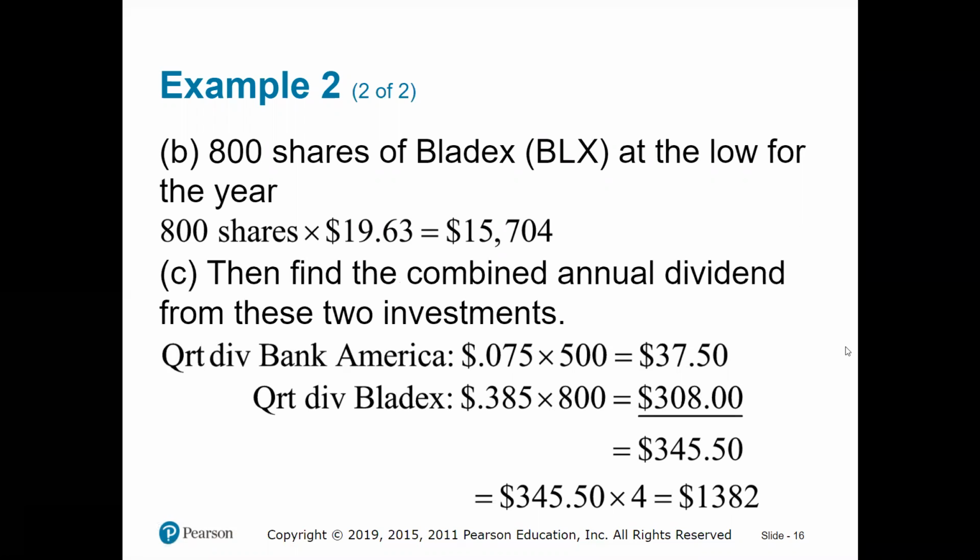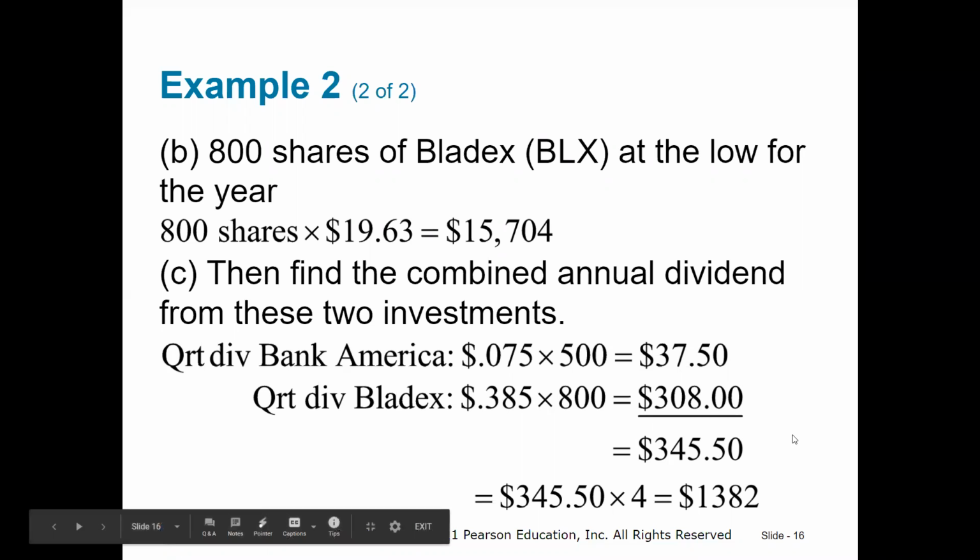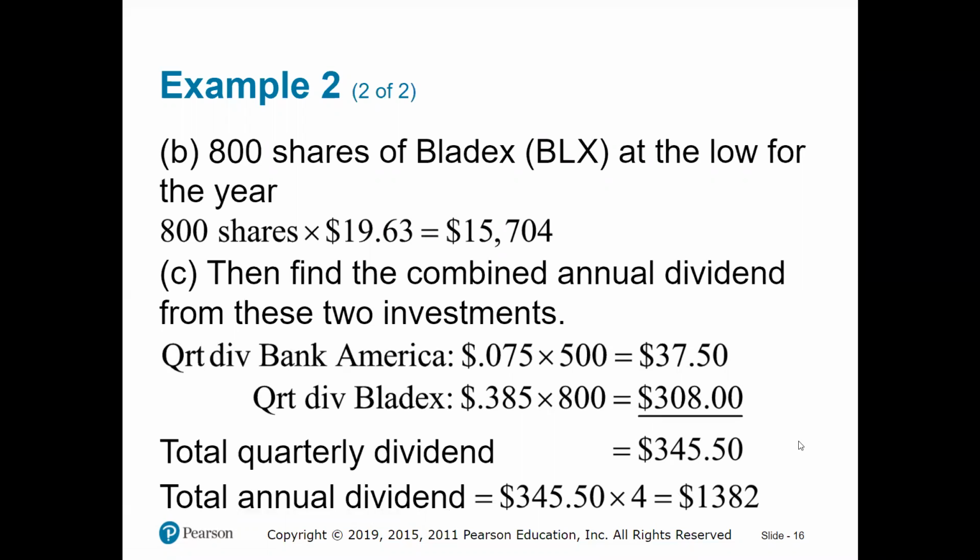Then find the combined annual dividend from these two investments. So the quarterly dividend for Bank of America was 0.075 times 500, at $37.50. The quarterly dividend for Baldex is 0.385 times 800, which is $308. So together, that's $345.50, and we multiply that by 4 and get 1,382.